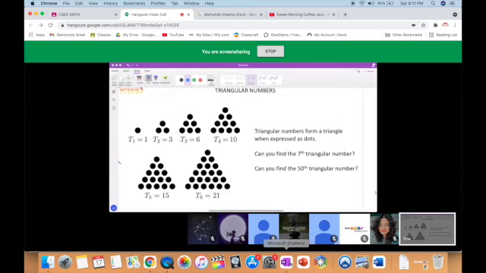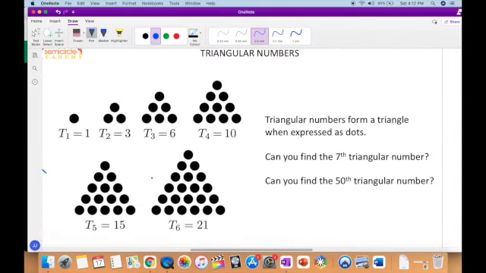So the questions become, can you find the 7th triangular number? Or can you find the 50th triangular number? Right? And these are questions that I'd just like you to think about. I'm not going to answer these questions yet. We'll answer these questions later down.